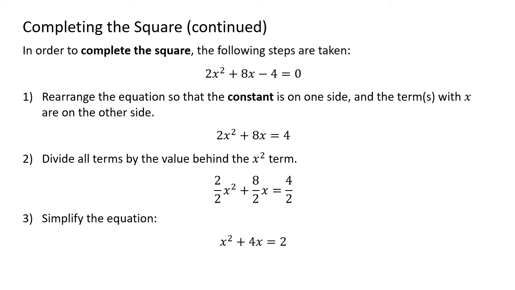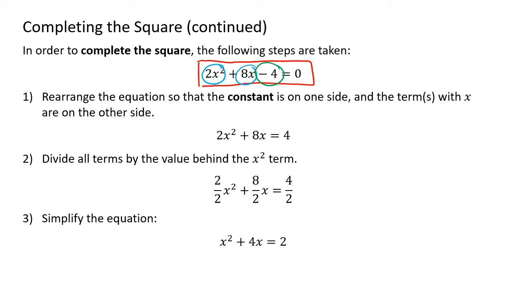So to complete the square, remember, when we were trying to factor, we were always trying to have everything on one side of the equation. In this case, we're going to do something a little bit different. Instead, we're going to have the two terms that have x, the x squared term and the x term, on one side. And the term with a constant, in this case the negative 4, we're going to move to the other side of the equation. So that's your first step.